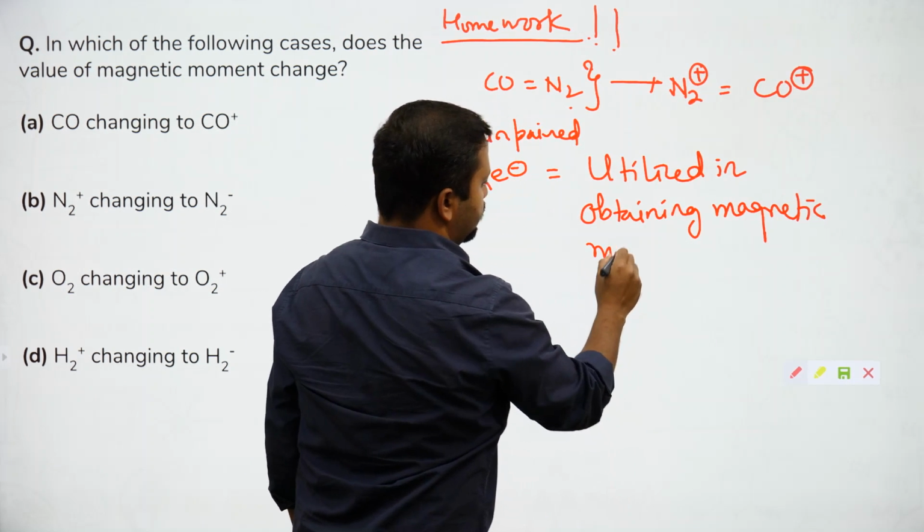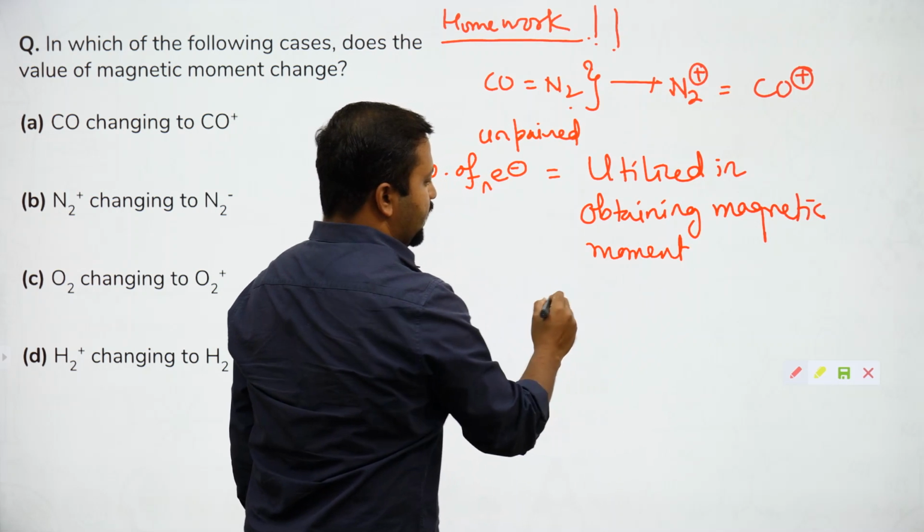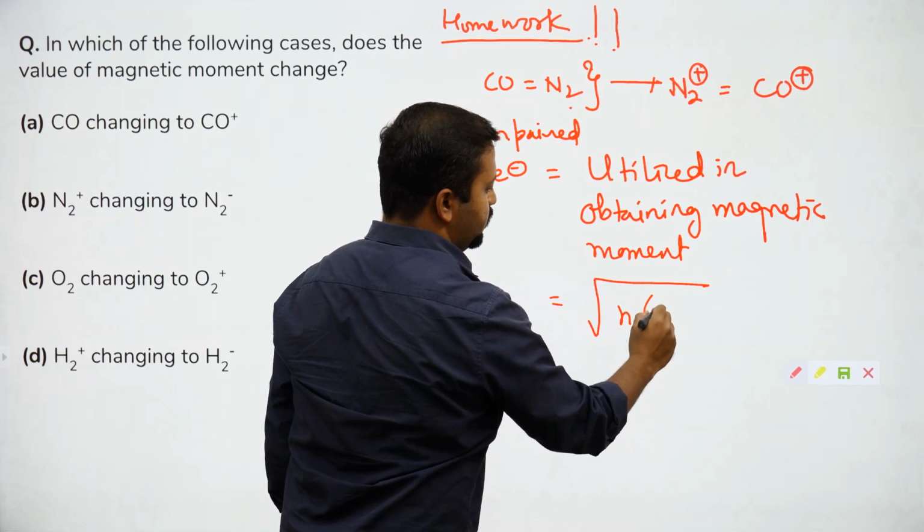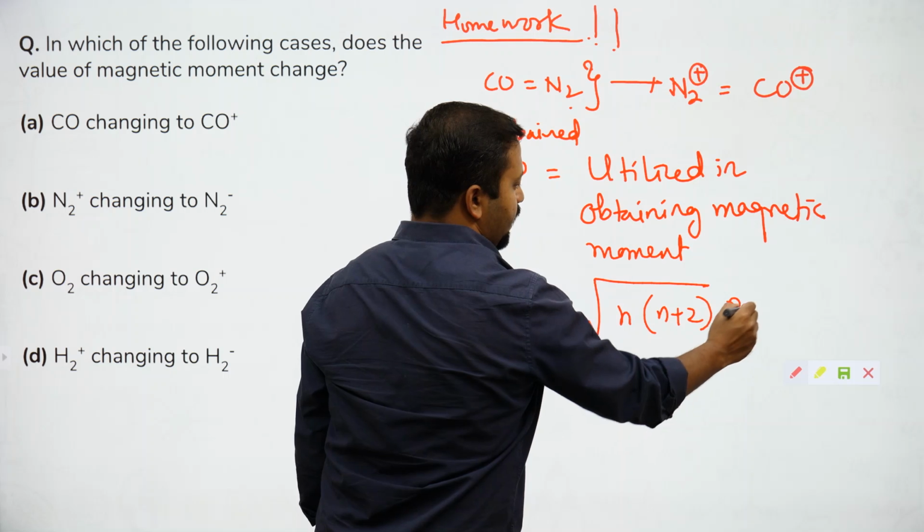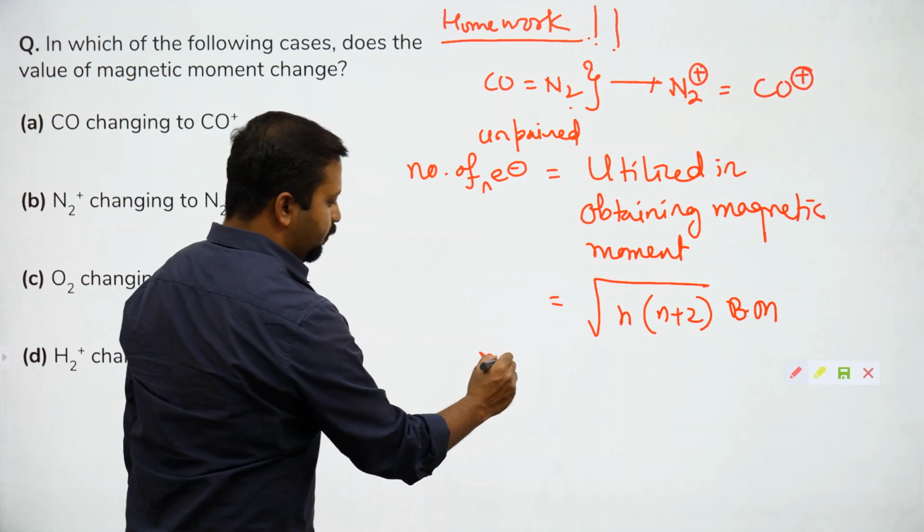So the number of unpaired electrons is utilized in obtaining the magnetic moment. How do we calculate magnetic moment? Root over n into n plus 2 BM, where n is the number of unpaired electrons.